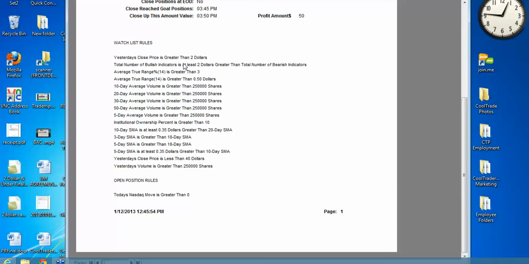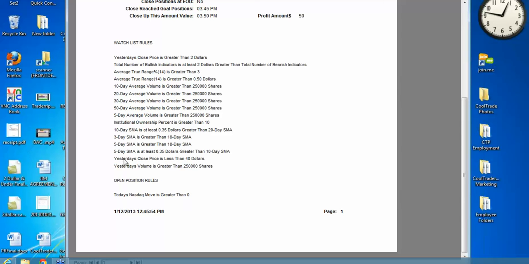Just to give you some examples: yesterday's close price is greater than $2. The total number of bullish indicators is at least 2 greater than the total number of bearish indicators. The average true range is greater than 3, so what that means is looking for stocks that are moving at least 3% a day. The average true range is greater than 50 cents, so those stocks he's looking for are moving at least 50 cents a day over the last 14 days. The 50-day average volume has to be greater than 250,000 shares. Institutional ownership percent is greater than 10. The 10-day simple moving average is at least 35 cents greater than the 20-day simple moving average.